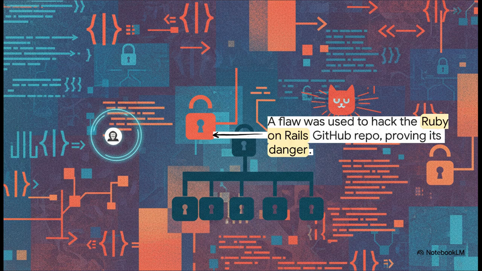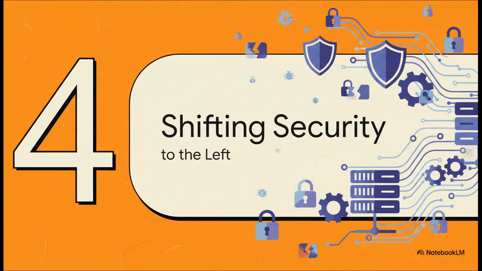You have to tell your API exactly which fields a user is allowed to update. Okay, enough with the scary stories. Let's talk about how we actually fix this. Defending against these invisible threats means we have to completely change our approach. It's a philosophy called shift-left security.